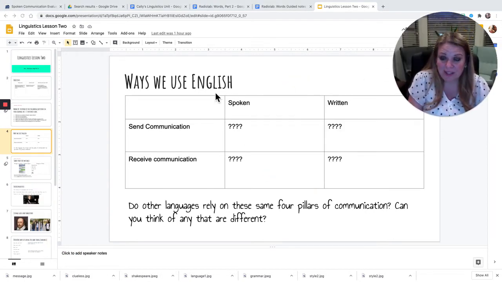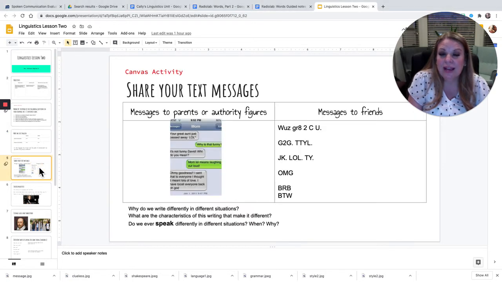I want to do a little activity right now. I want you to pull up on your phones the last message that you sent to your friend and the last message that you sent to a parent or authority figure. If you're in here in class with me, a few of you will share those on the board, so make sure that they're school appropriate. Don't share one that's inappropriate. And if you're online, I'm going to have a place in Canvas where I want you to upload a couple messages. And I think we're going to see some pretty distinct differences in these messages.